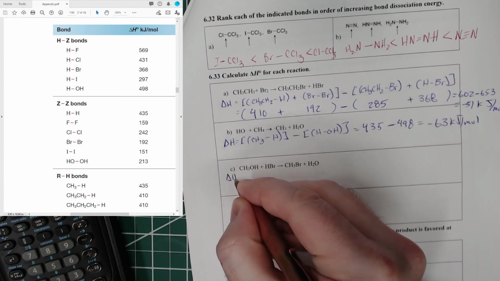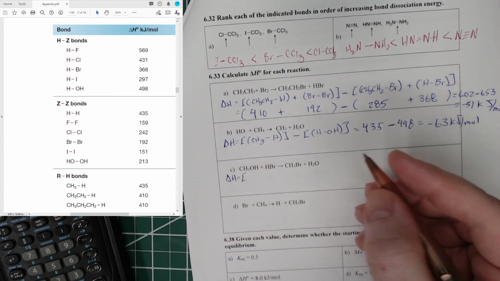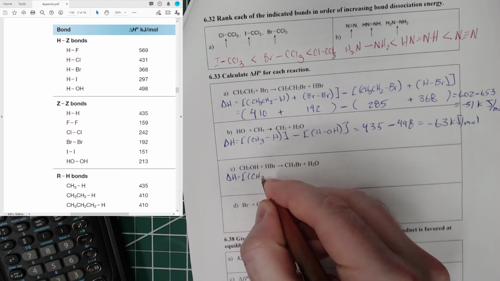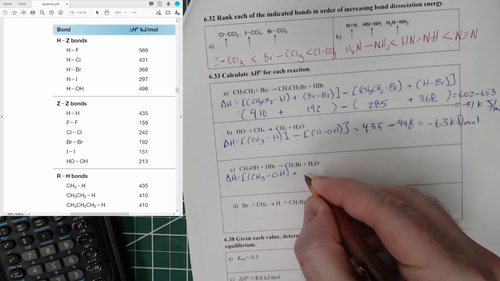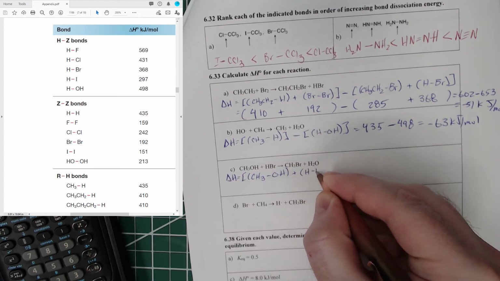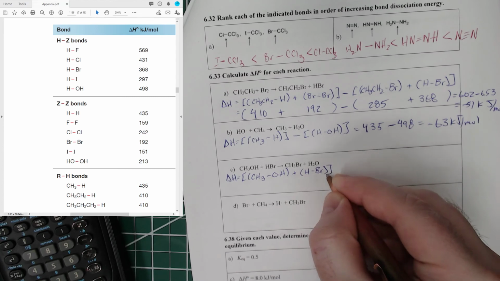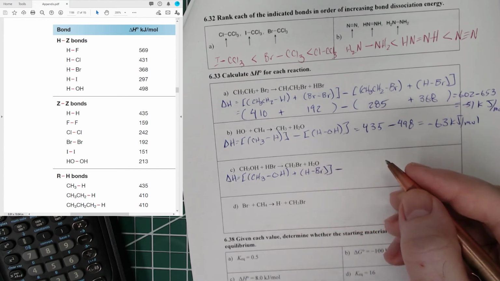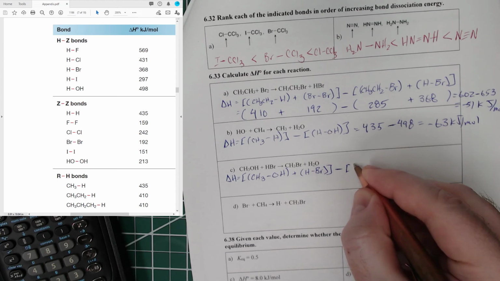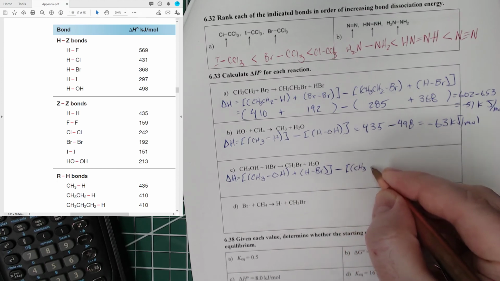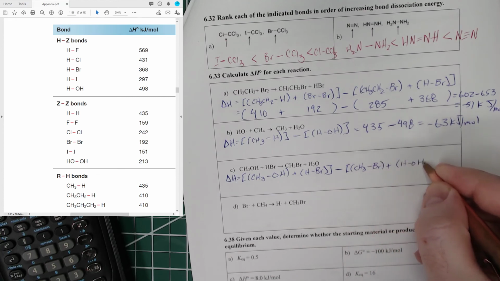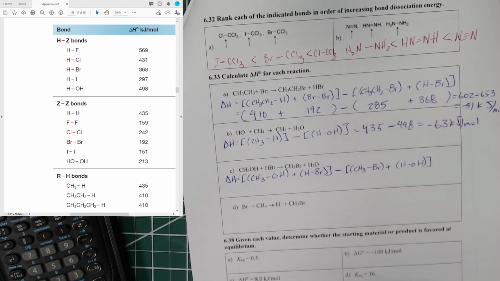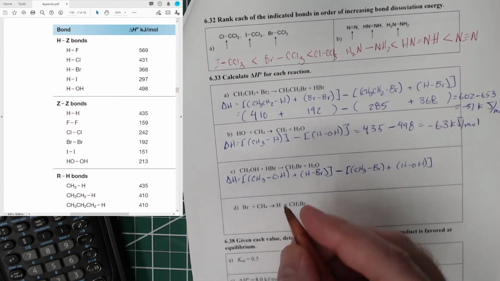So our delta H is equal to CH3OH plus the HBr, and then we're going to make the CH3Br bond plus the HOH bond. And we just need to find the values for this.